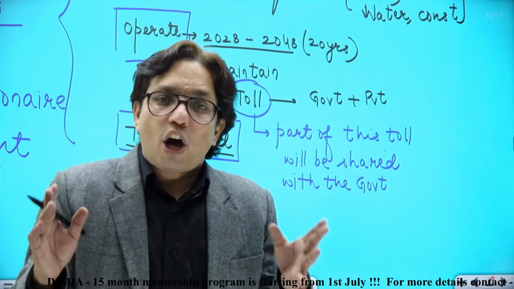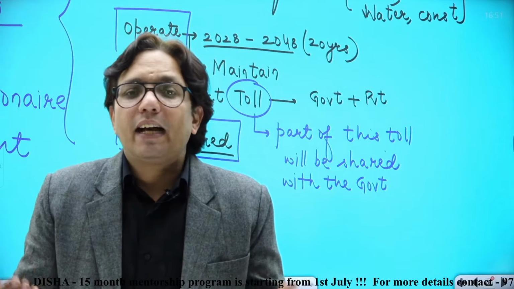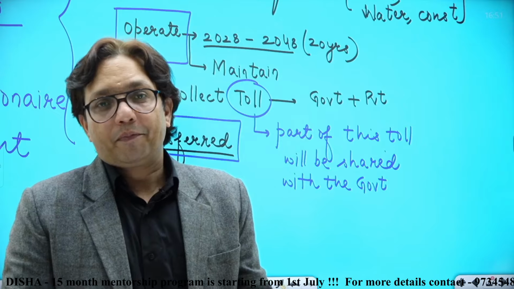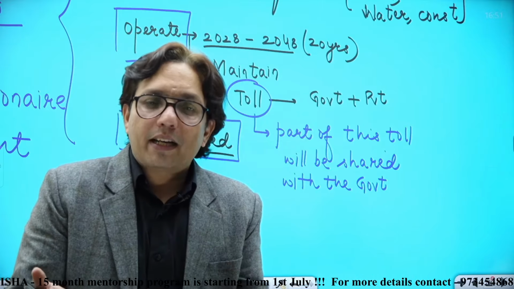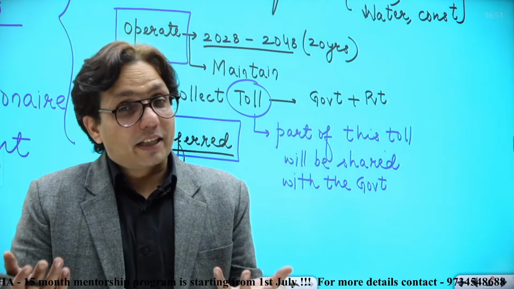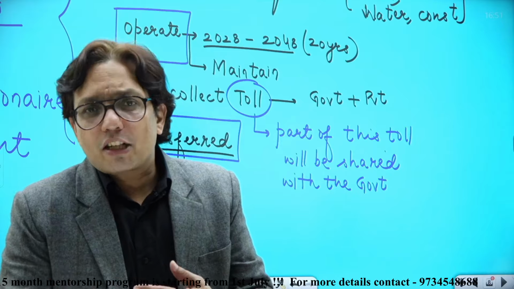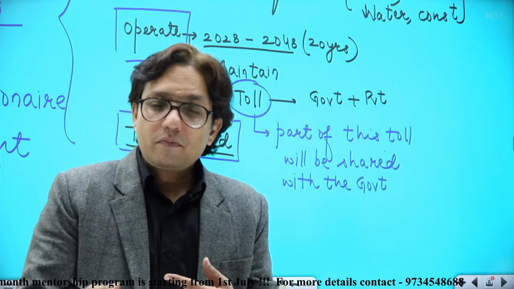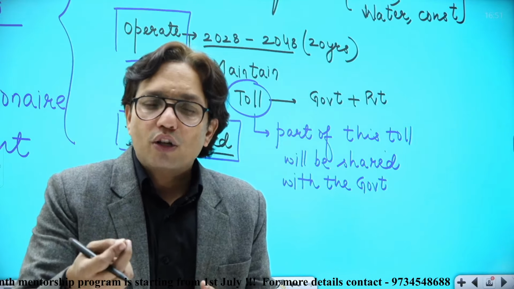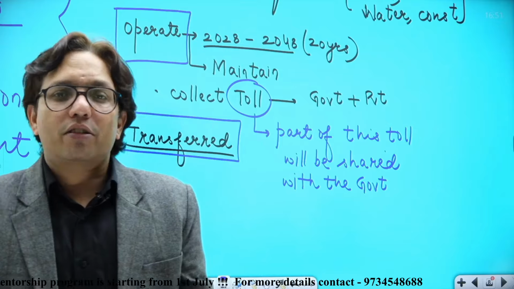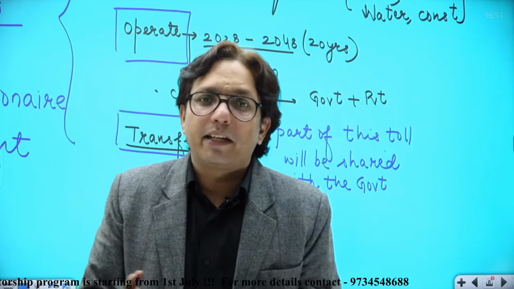Now, how much revenue can be shared? That actually would depend upon how much toll the company is collecting, right? But how much toll can be collected per vehicle? It is decided by the private party and the government. So which party will be able to share more? That party whose cost of construction is minimum. One way of reducing cost is by using substandard material.